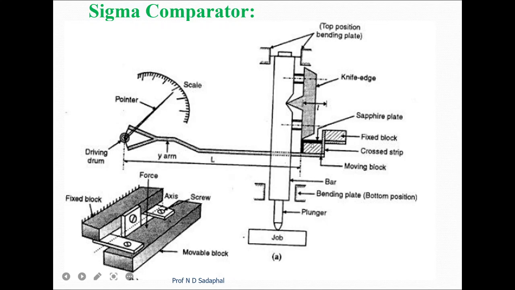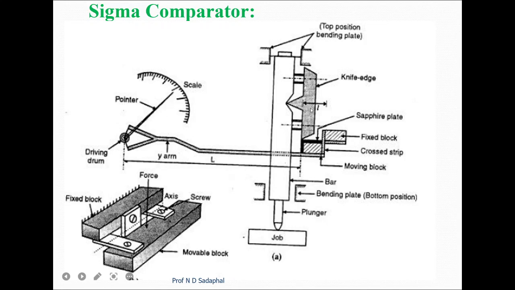And this knife edge is placed on the two blocks. You can see this is the movable block, and this is a fixed block. The 3D figure is shown here. One is a movable block and a fixed block, and those two blocks are connected with the help of two perpendicular strips. They are hinged together. Then this movable block is connected to one Y arm, and that Y arm is again connected to a driving drum which is fastened to the pointer.